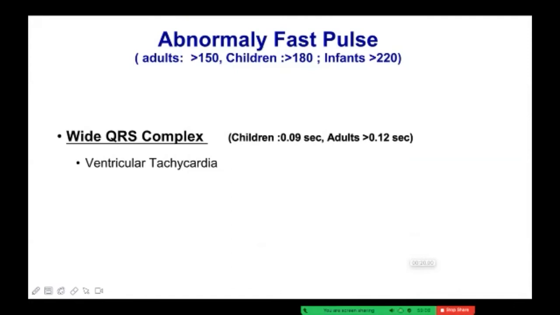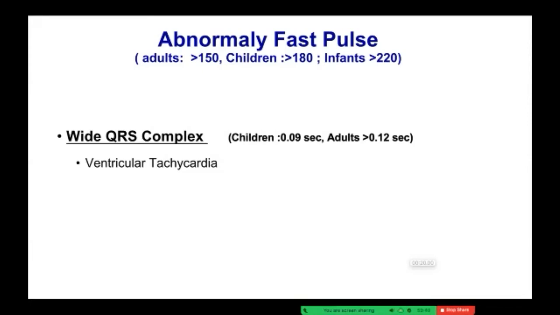And next, abnormally fast pulse, that is tachyarrhythmias. In adults, when we say tachycardia, that's the difference: 100 and above we say tachycardia, and more than 150 is abnormally fast. In children also, the heart rate is age-related, there is a cutoff. But more than 180 in a child older than 8 years is abnormally fast. Here you might think it may be a tachyarrhythmia like SVT or something else. In infants, consider it if it is more than 220.